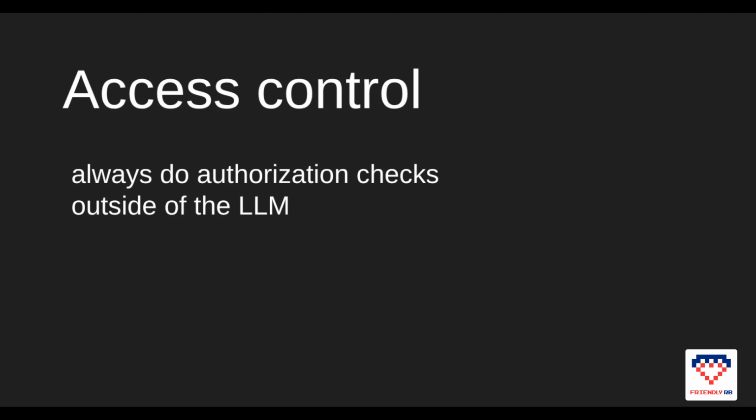The lesson from this story is you should always do authorization checks outside of the LLM. Whatever it generates, it's like social engineering. It's like a human. If somebody can make that human do whatever they want, then it's going to make mistakes. So don't blindly trust LLMs. Always verify every authorization check outside of the LLM, in Ruby code.